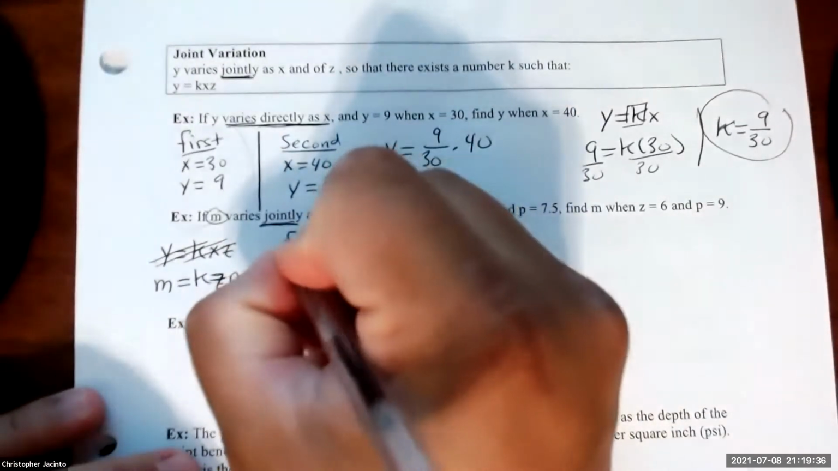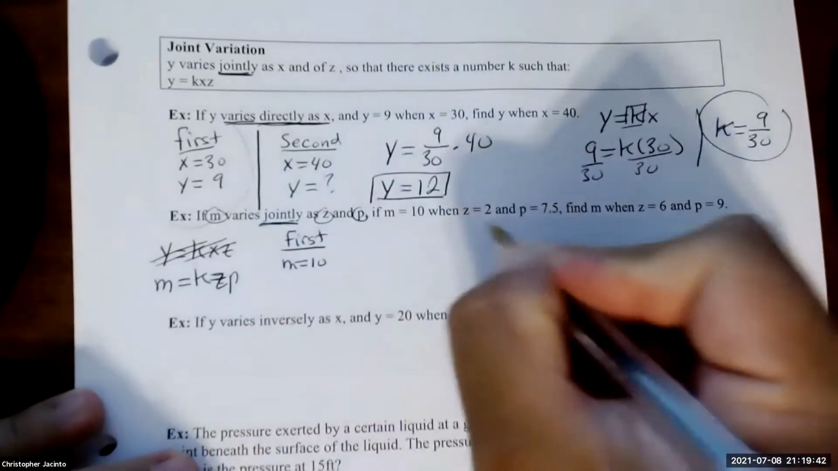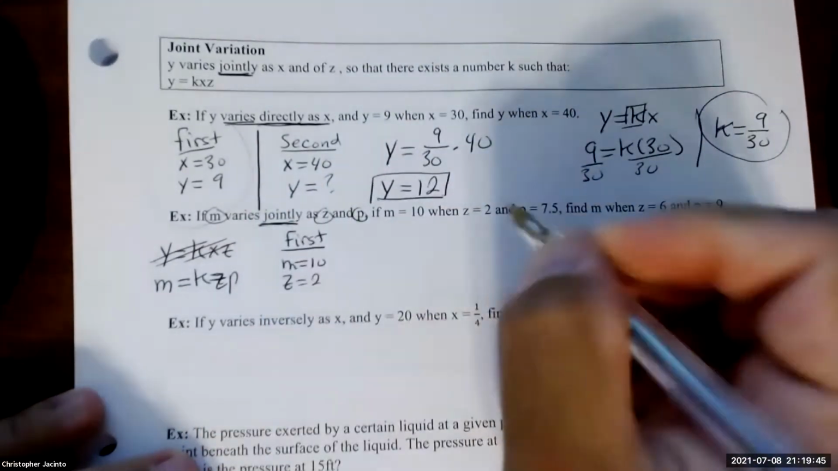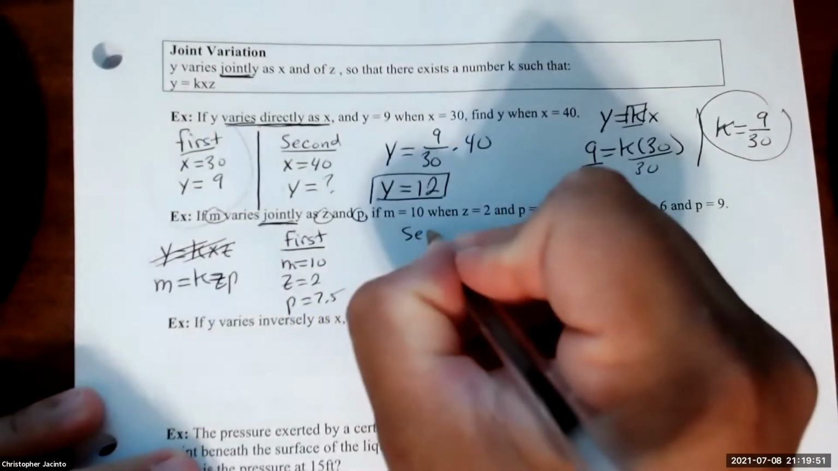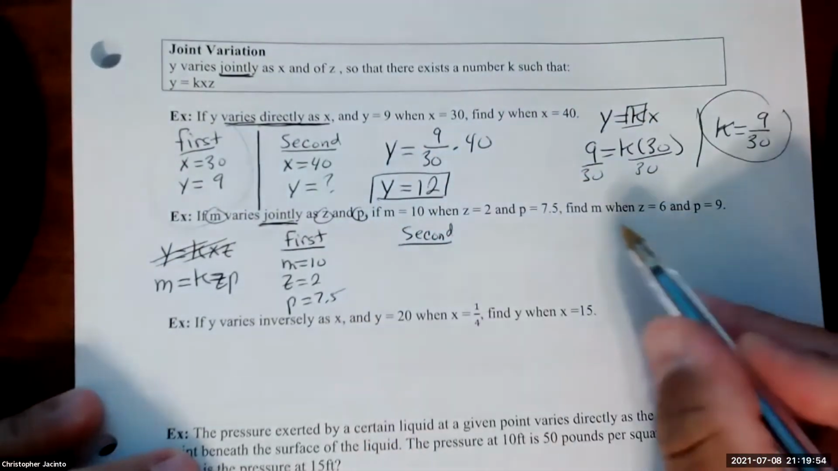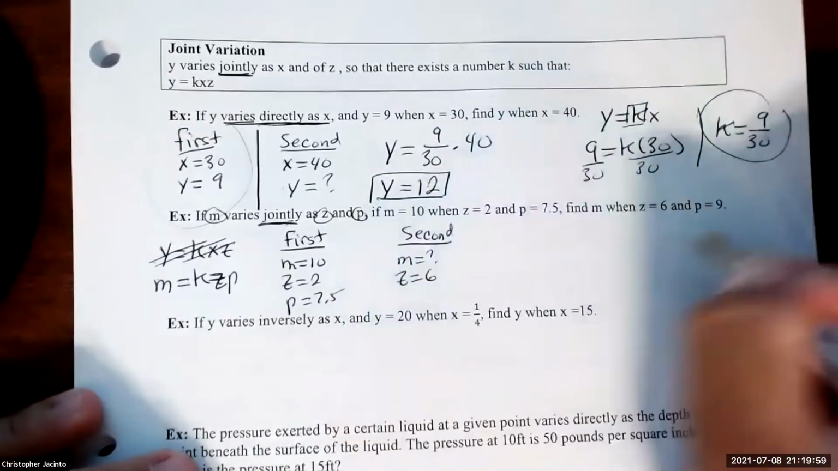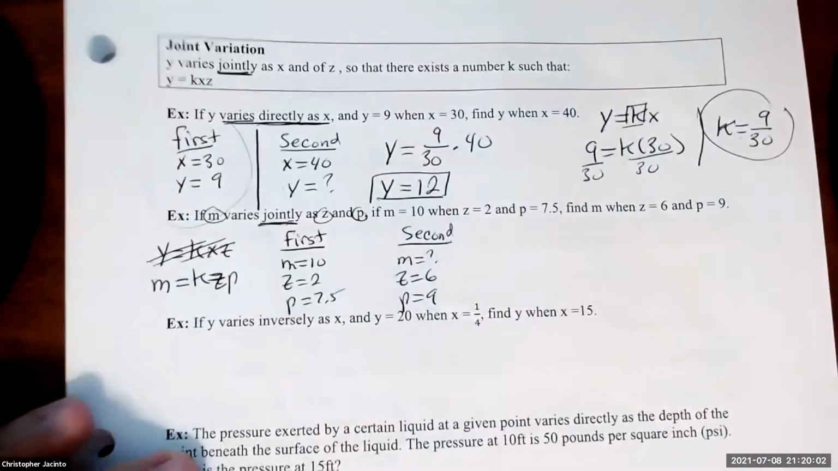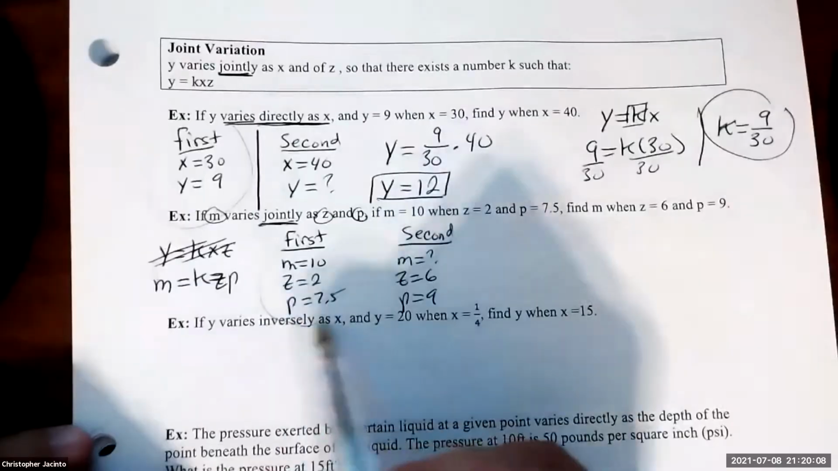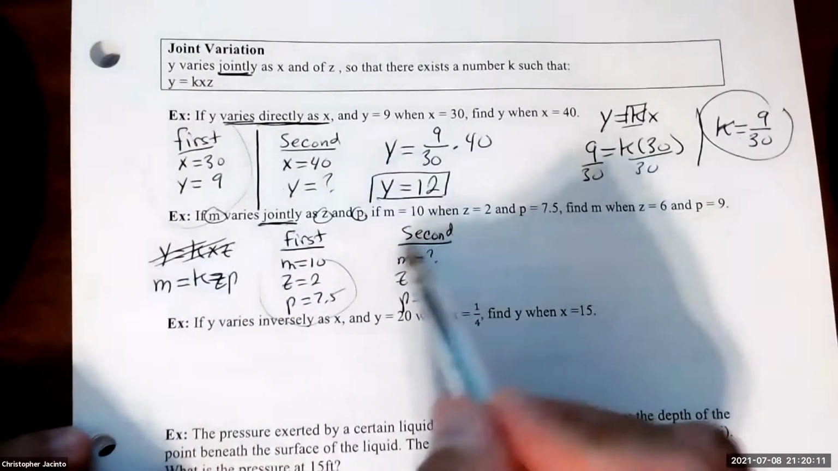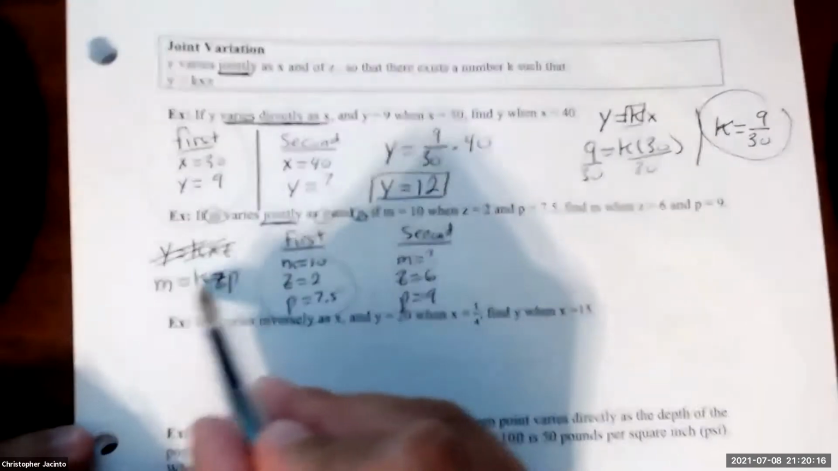All right, so let's write down our first situation they give us: m is 10, z is 2, and p is 7.5. The second situation is what we're going to be solving for. We want to find m when z is 6 and p is 9. So again, we're going to use our first situation to find k and then use our second situation to find what we're looking for.